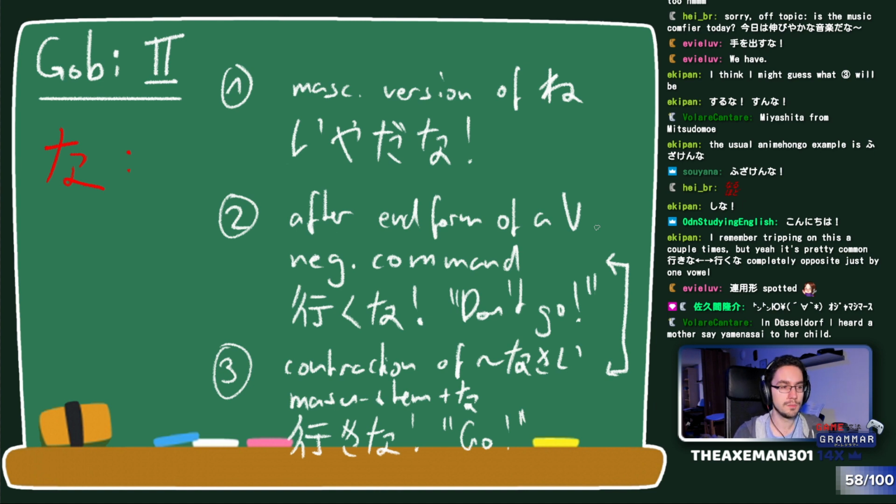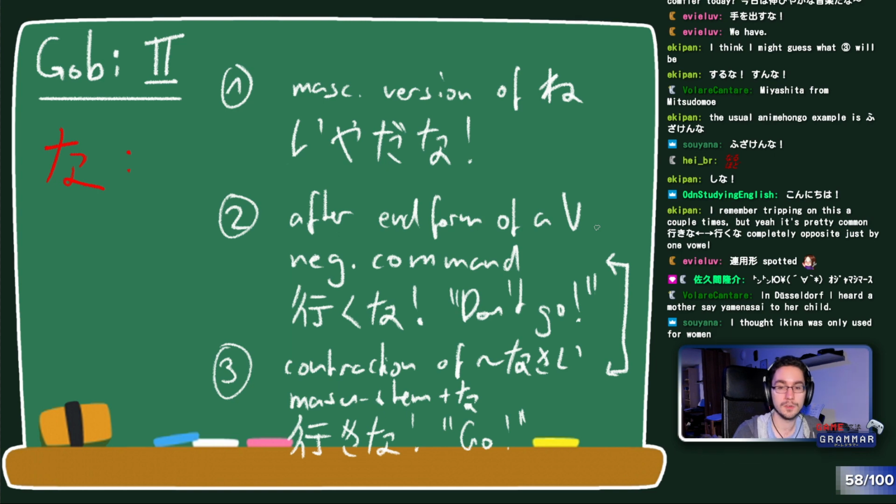Yamenasai to a child. You hear this a lot, especially parents talking with their children is the most common place where I would hear the nasai in general. But you do hear it in other places as well. Or, ちょっとこっちに来な. Come here, please.